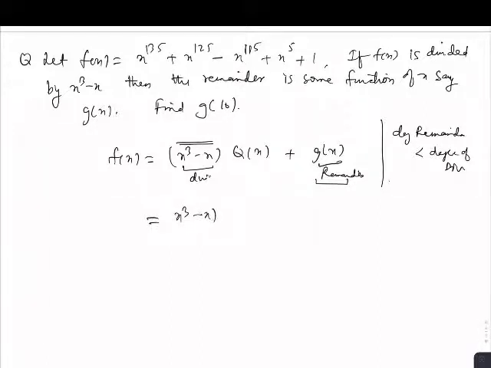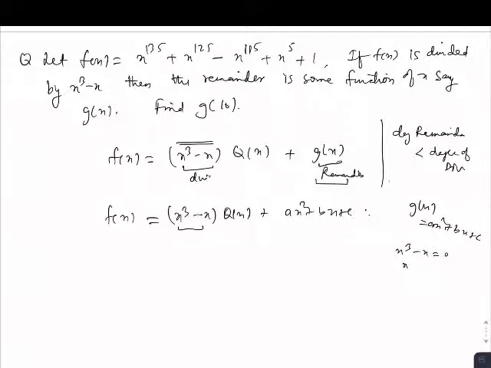So I'll just assume some quadratic, that is ax square plus bx plus c. This I am calling g of x. I hope this is very clear till here. Now I know the roots of this are the roots of x cube minus x equals 0. I'll solve this and get x into x minus 1 into x plus 1 is equal to 0. So the roots of this cubic are 0, 1 and minus 1.